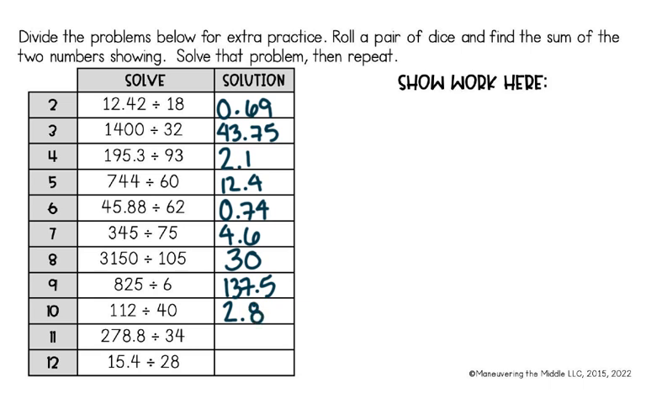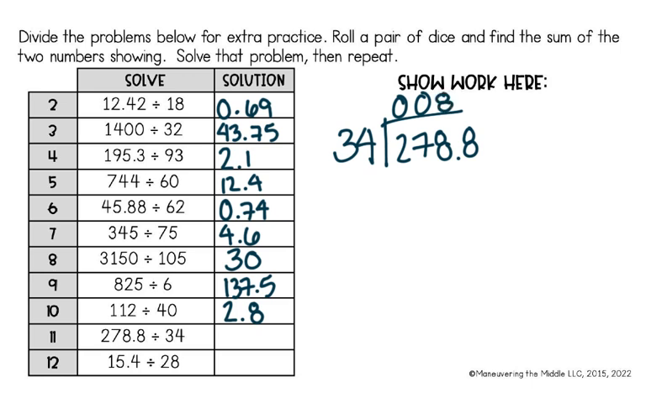All right, we are almost done with these practice problems. We have 2 more. So we have 278.8 divided by 34. 34 can't go into 2. It can't go into 27, but it can go into 278, and it can go in 8 times. And 8 times 34 is 272. Go ahead and subtract. 8 minus 2 is 6. 7 minus 7 is 0. 2 minus 2 is 0. Bring down the 8.